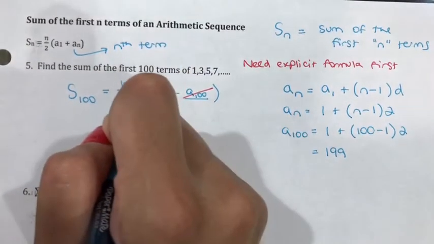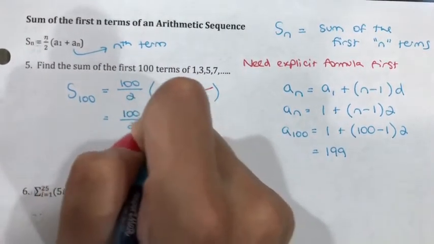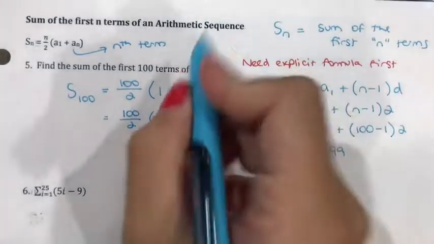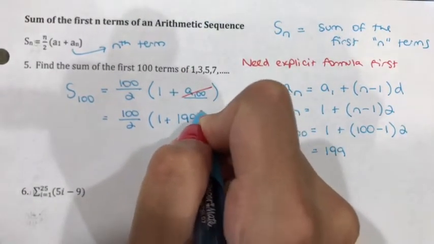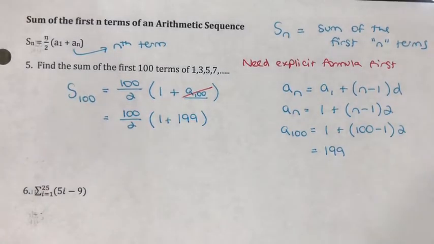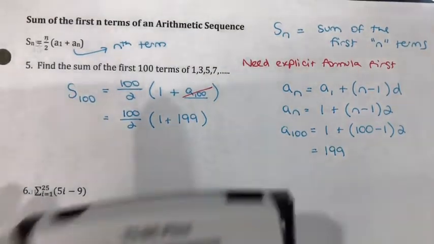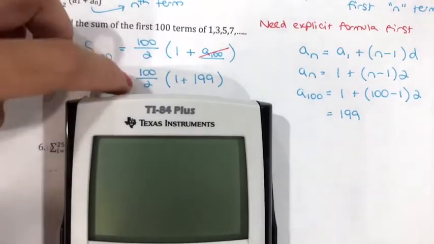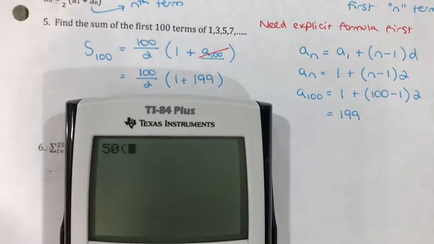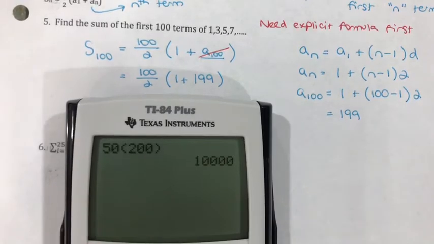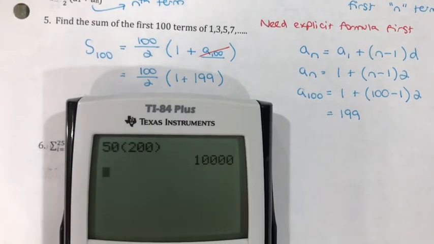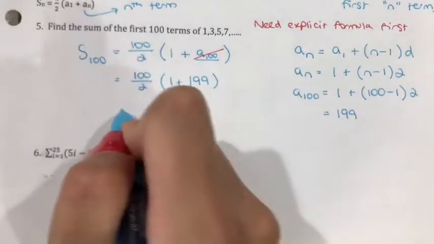So we've got 100 over 2, 1 plus 199. Okay. Now you can simplify this a bit before you type it into your calculator. Like I know that this first part is 50. 1 plus 199 is obviously 200. And I get a final answer of 10,000. Well, what does that mean?